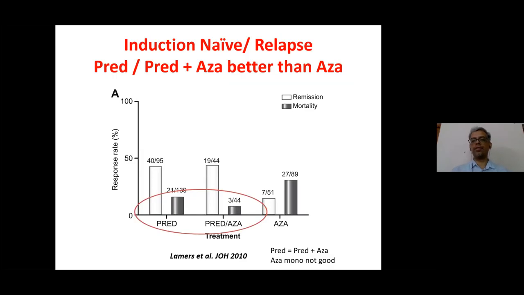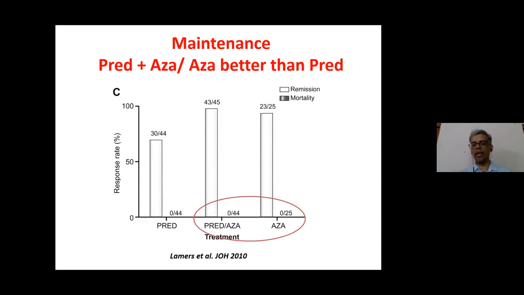So what do I start as the first line regimen for my patients with autoimmune hepatitis who are either naive or have a relapse? We talked about combination of steroids. Steroids include prednisolone and budesonide. Combination of pred and aza has been shown to be better in inducing remission and has a reduction in mortality as compared to aza alone. So while inducing, use combinations of pred and aza, or pred, as compared to aza alone. For maintaining, pred and aza or aza alone does well as compared to pred alone. So maintain with a combination or aza alone.